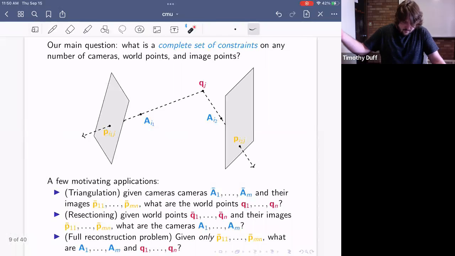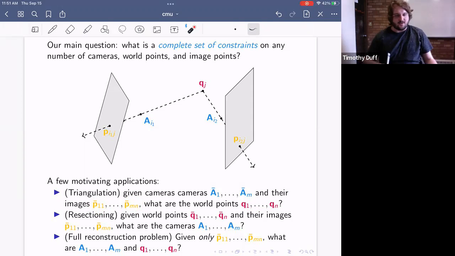So the motivating applications here are basically what are usually called triangulation and resectioning. And then there's a full reconstruction problem. In triangulation, which is a fairly well-studied problem, we're given M cameras, and I'll be using a bar over each quantity to indicate that it's given to us. This will be very important notation later. So in triangulation, we're given cameras, and we're also given images, P11 bar through PMN bar, and our task is to recover the world points.